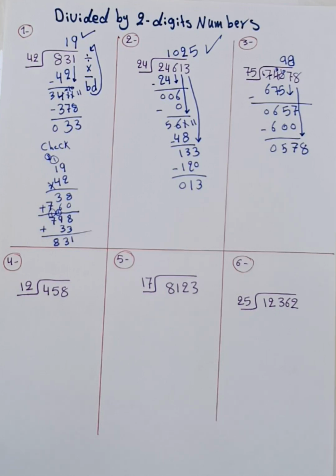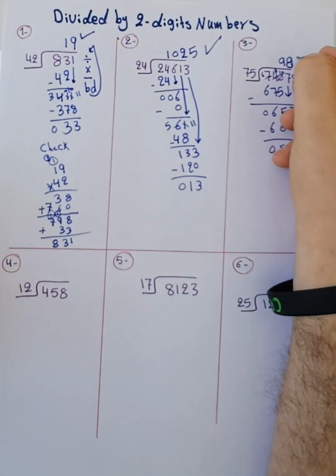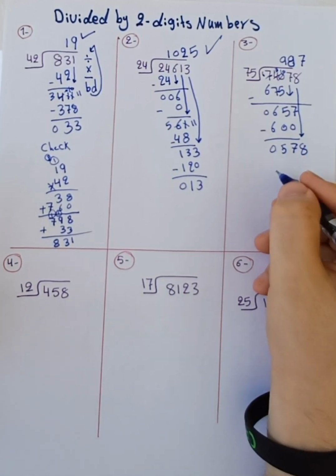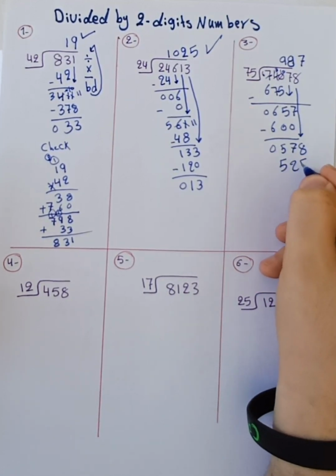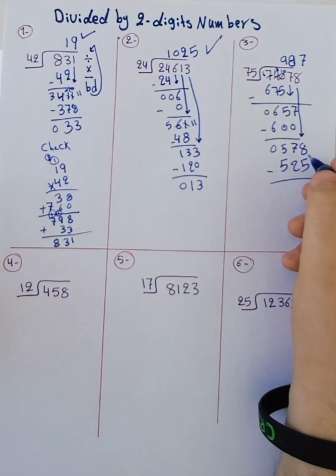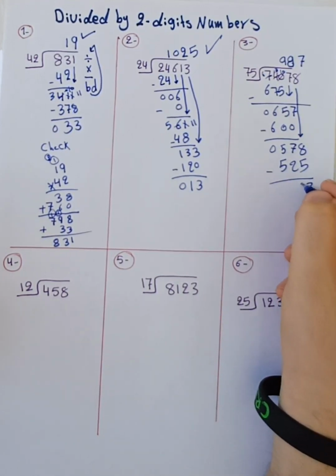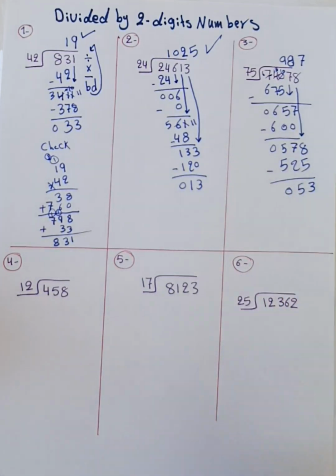578 divided by 75 is 7. 7 times 75 equal to 525, and then you have to subtract. 8 minus 5 is 3, 7 minus 2 is 5, and 5 minus 5 is 0. So the quotient is 987 and the remainder is 53.